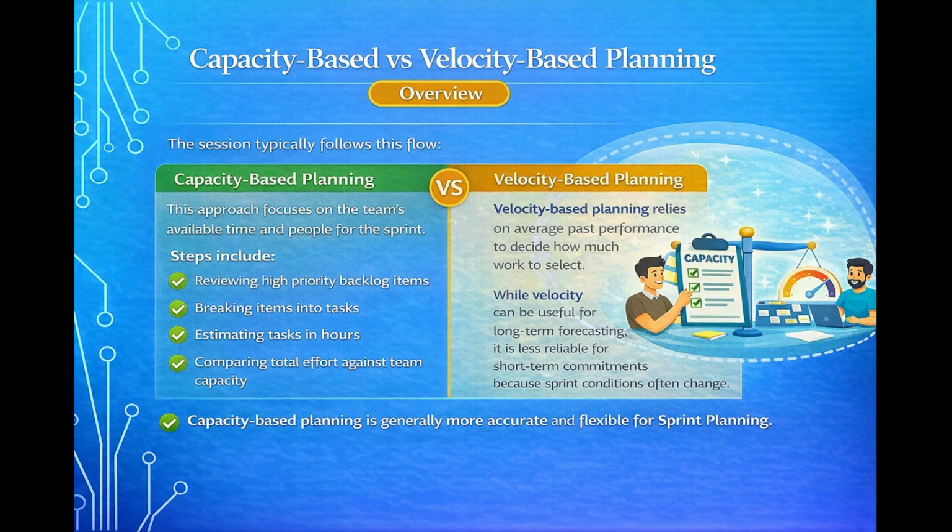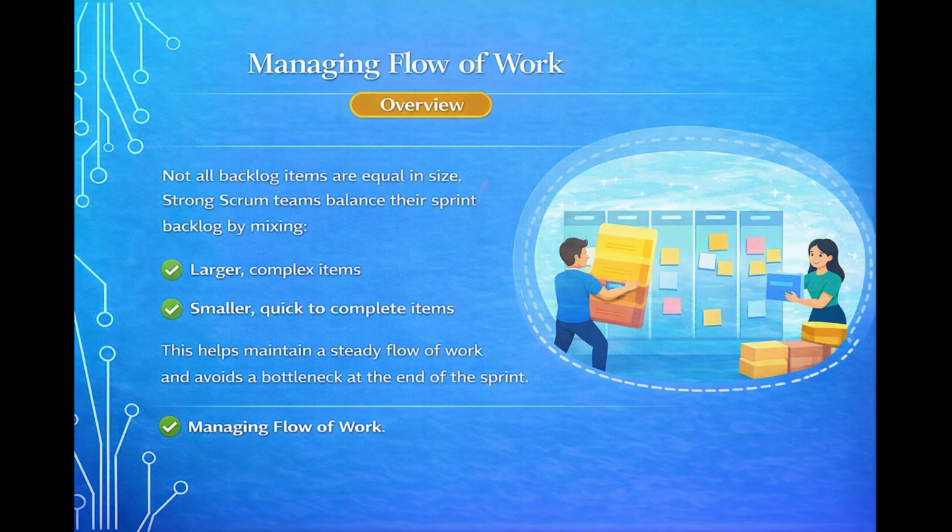Velocity-based planning relies on average past performance and can be useful for long-term forecasting, but it is less reliable for short-term commitments. Capacity-based planning is generally more accurate and flexible for sprint planning.